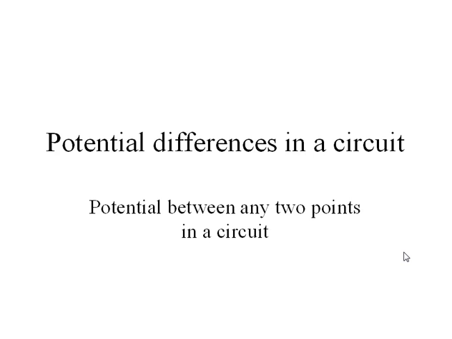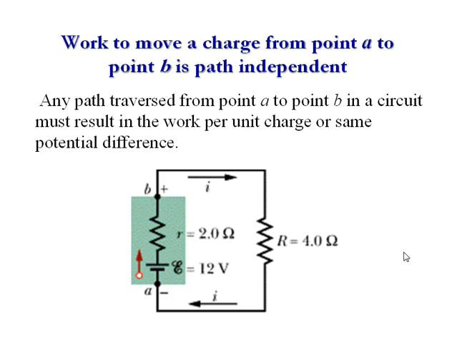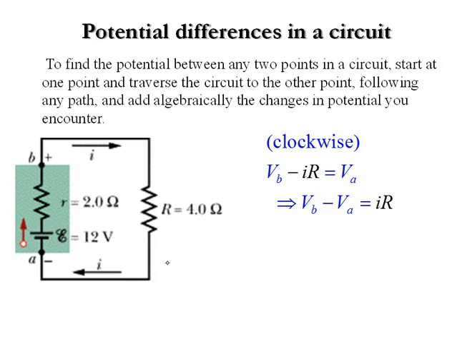So the potential differences in a circuit, the potential between any 2 points in the circuit, must be the same regardless of which path we follow. So that's what we mean by path independence. So any path we take from node B to get to node A in this circuit must give us the same potential difference.